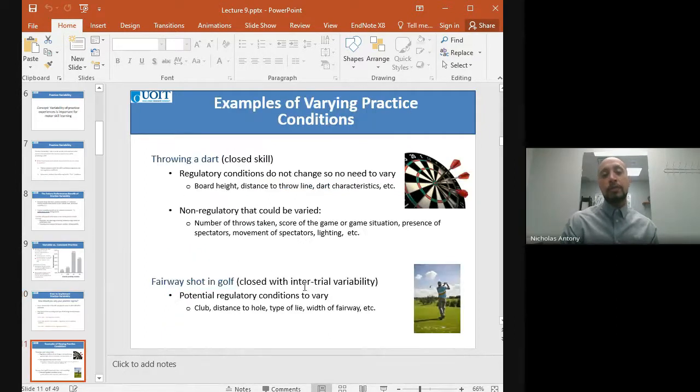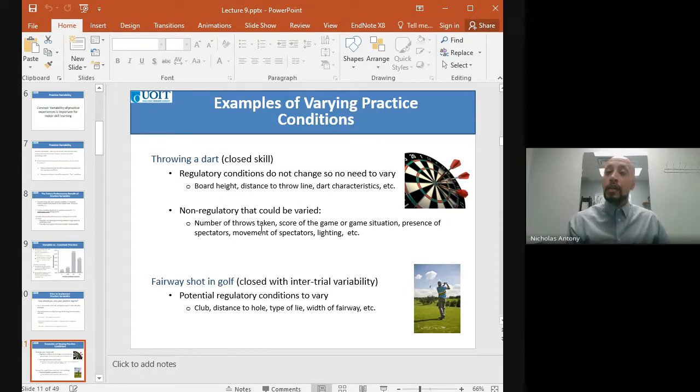So let's give examples of what those mean. So think about a closed skill with no intertrial variability, like dart throwing. For dart throwing, there's no sense in changing the distance from the board or the weight of the darts or the board height, because everything is always consistent. So what you want to do for closed skills is start varying non-regulatory conditions.